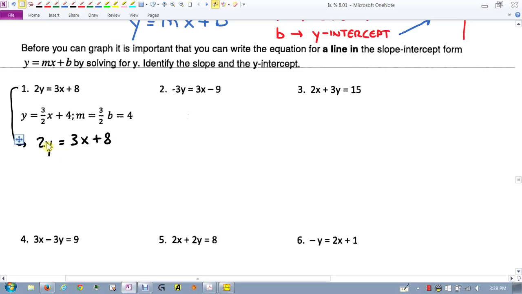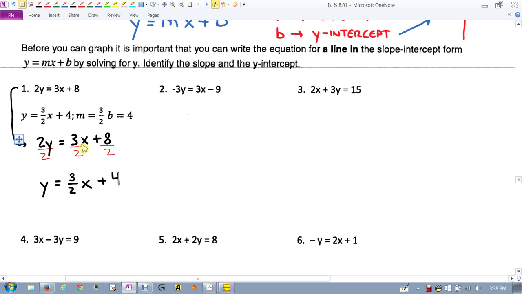Yeah, this is multiplication, right? So you're trying to undo multiplication, you come in with division. So divide the left side by 2. That means divide the right side, everything over here, by 2. You'll be left with y equals 3 over 2x plus 4, because 8 divided by 2 is 4.